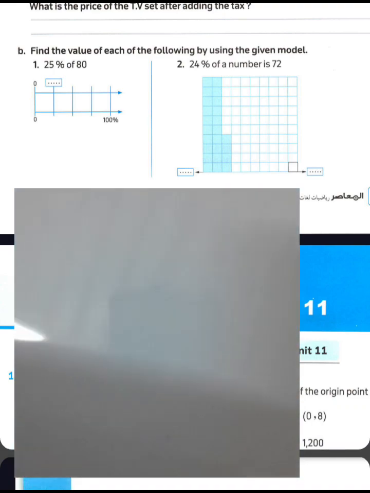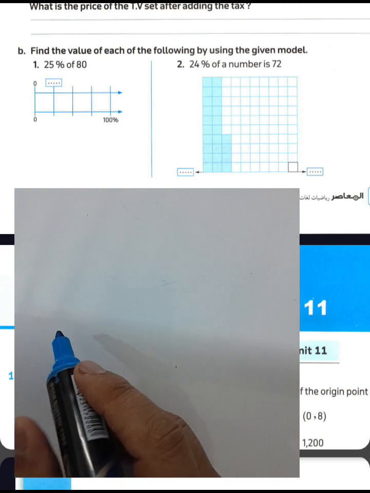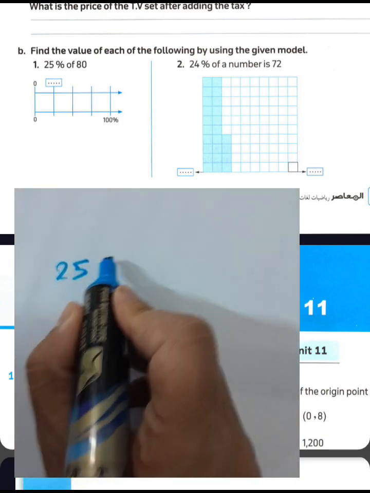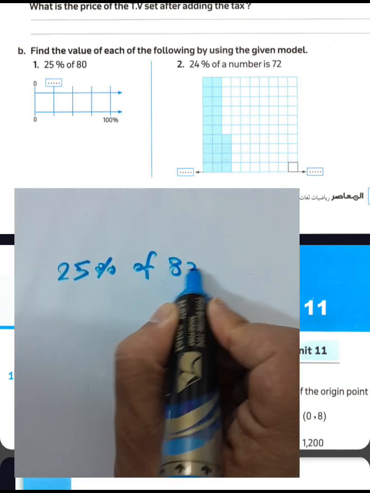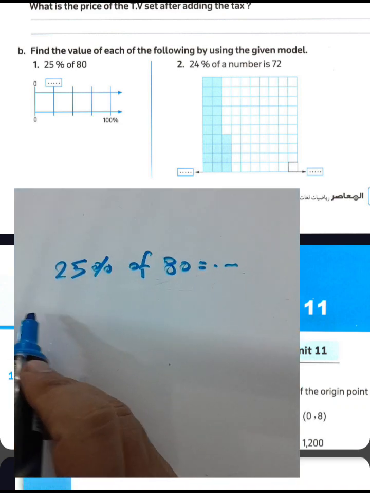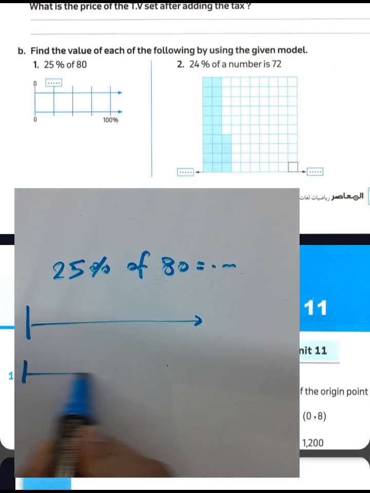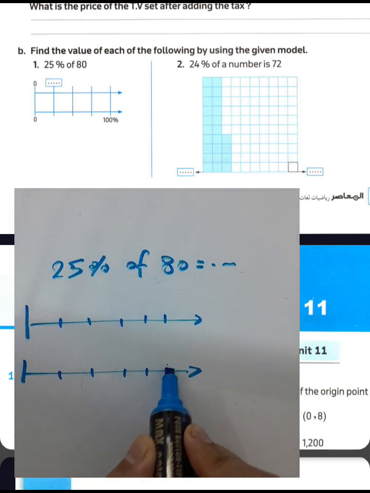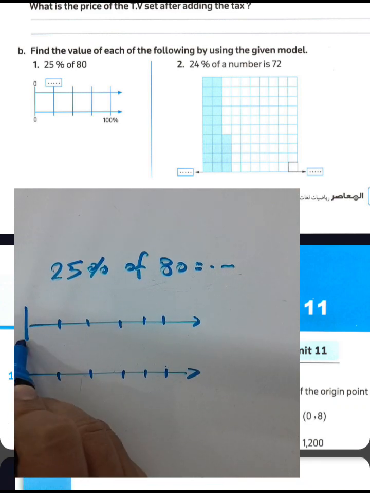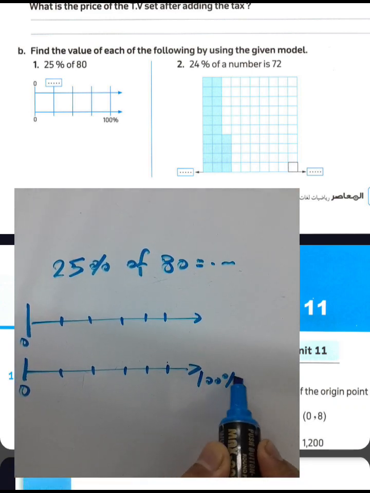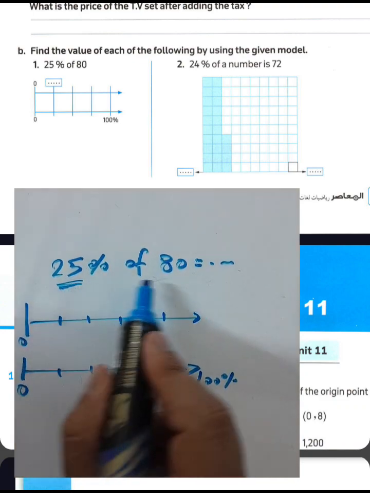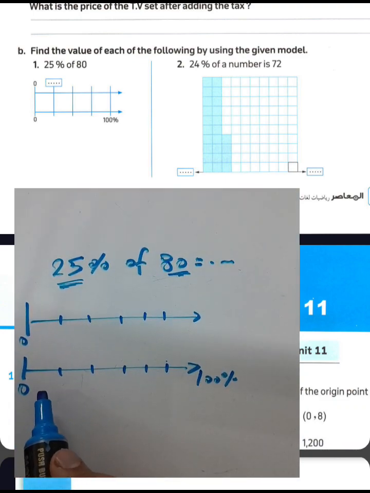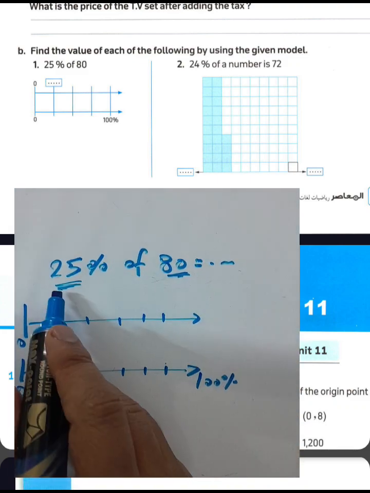Find the value of each of the following by using a given model. Letter A. We have 25% of 80. 25% of 80 equals what? By using a double number line, we will draw two number lines beginning with 0. We want to find 25% of 80. We know 80 times 25% will be 20.